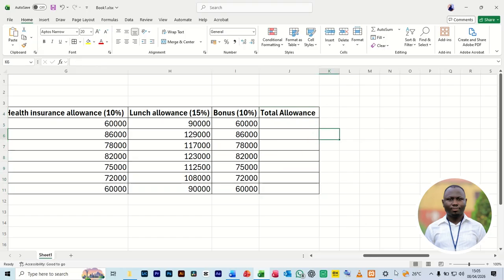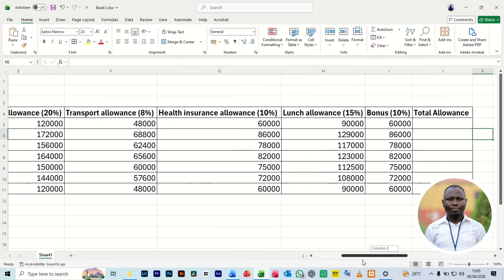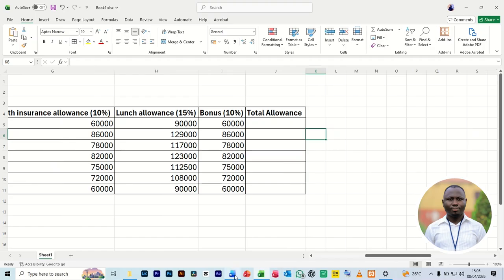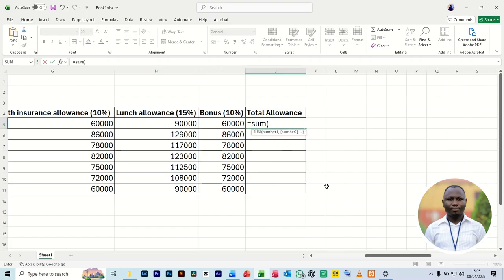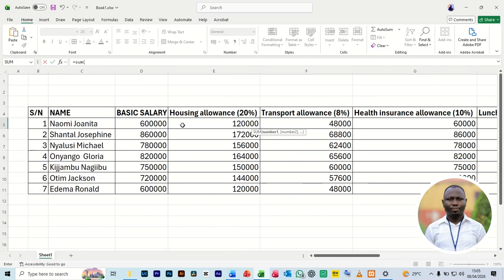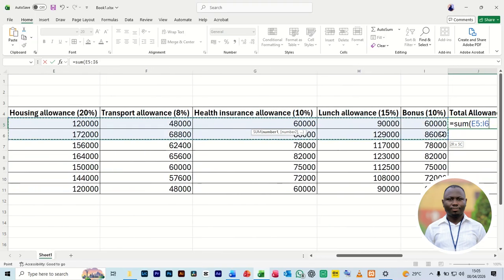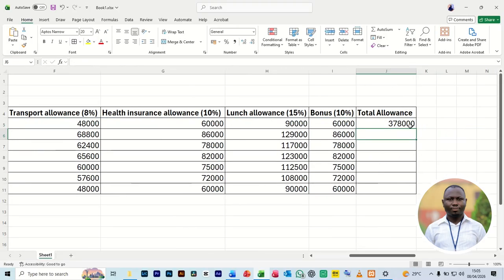Okay, we already have a table around it. What we're going to do next is get the total where we're going to say equal sign sum, open brackets. Remember, when you're calculating the total allowance, please just sum up the allowances. Do not include the basic salary in the allowance. The basic salary is not part of the allowance. So we're going to sum up the different allowances from E5 to I5. We close bracket, hit enter. We have our total allowance here given to us.